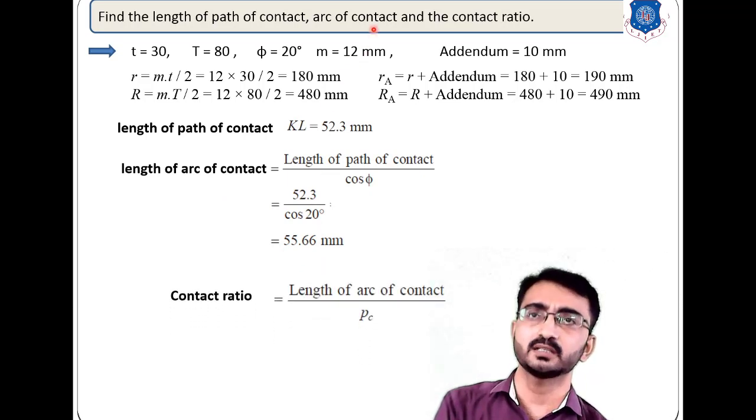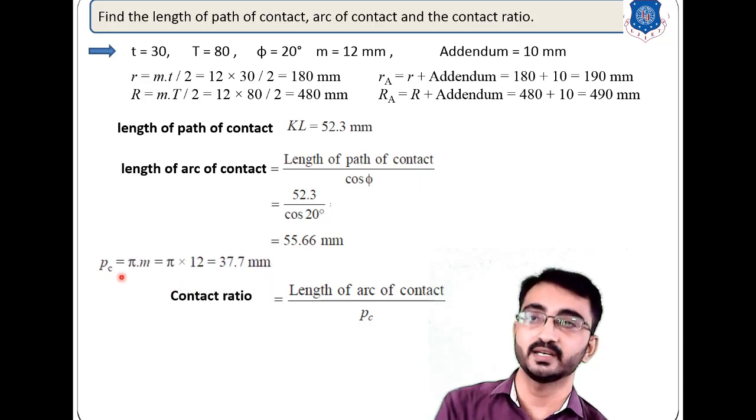Now the third term, that is the contact ratio. Over here the contact ratio is equal to the length of arc of contact upon the circular pitch, PC. So we first have to calculate the circular pitch. Now PC is equal to pi into m, that is a simple relation. So pi into module, which is given as 12 mm, gives us the circular pitch, equal to 37.7 mm. By putting the values of length of arc of contact and circular pitch in this equation, we get the contact ratio, equal to 1.5.